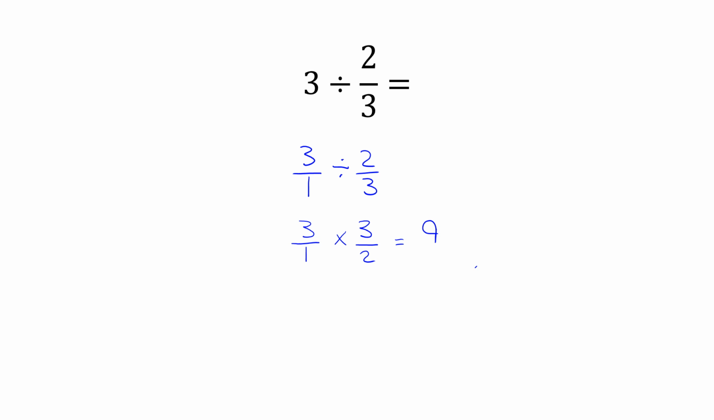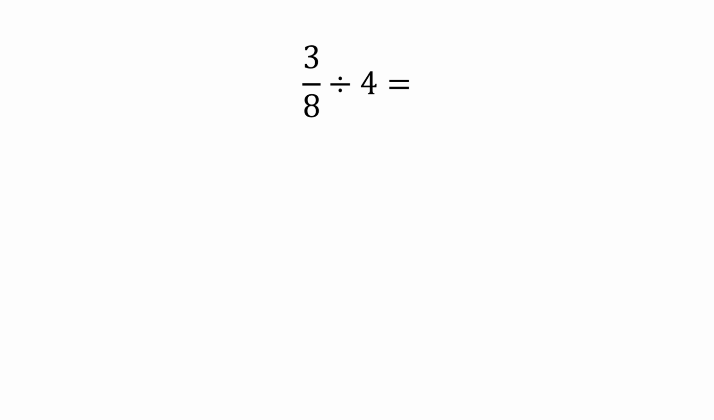3 times 3 makes 9, 1 times 2 is 2. Again, we've got an improper fraction, so to convert that to a mixed number, 2 goes into 9 4 times, remainder 1, and again, a half is in its simplest form, so our final answer is 4 and a half.